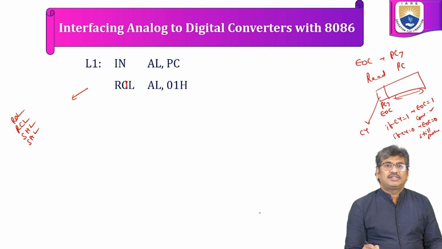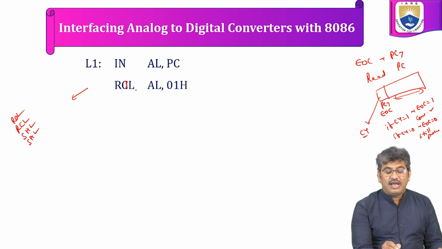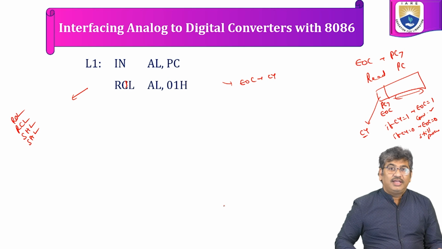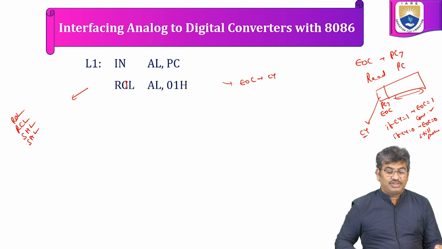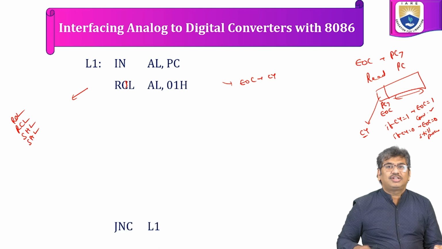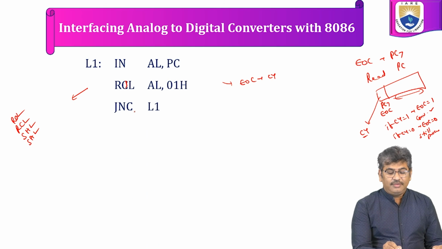Once we have rotated these contents towards the left side, the EOC signal will be passed to the carry flag. So when the carry flag is equivalent to 0, again go for reading. So I'll check the carry flag. If the carry flag is equivalent to 0, go for reading port C, that is IN AL, PC. We have to redirect. The next instruction we will write is JNC L1.